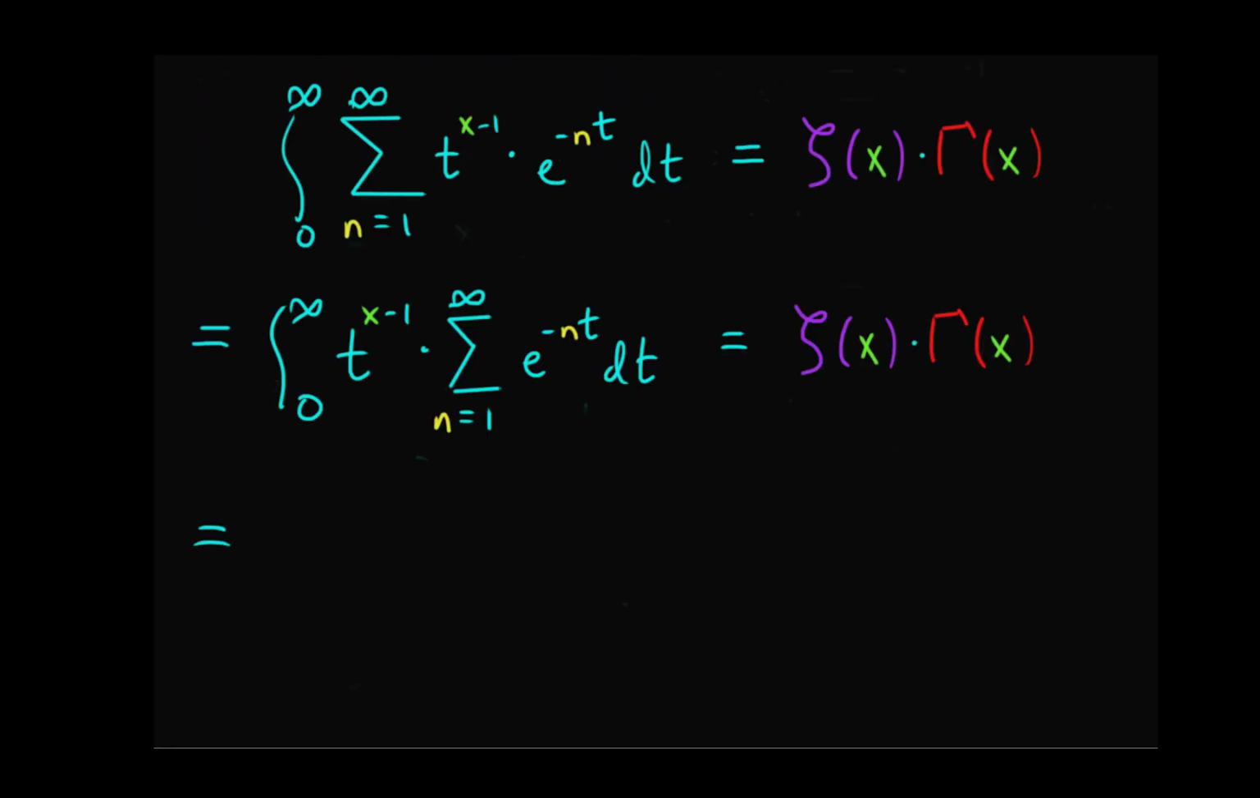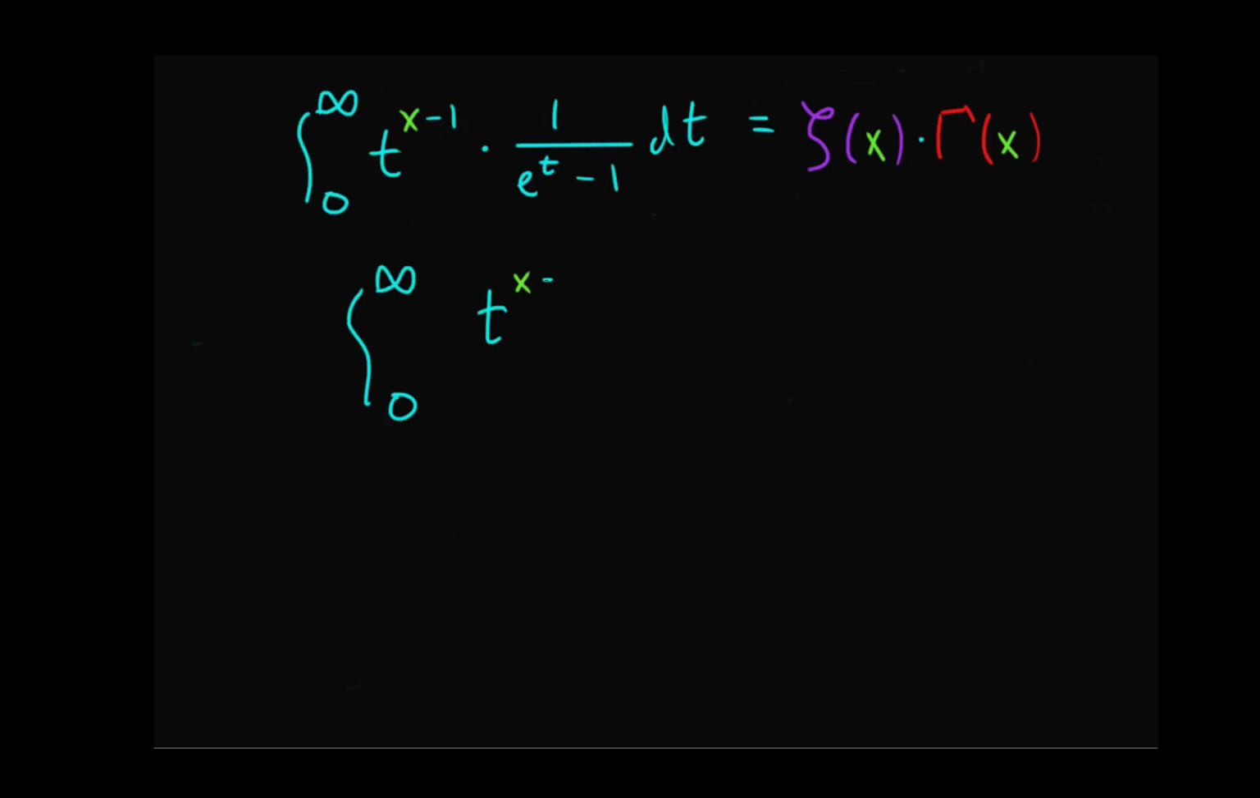So finally, we have that the integral from 0 to infinity of t to the x minus 1 times 1 over e to the t minus 1 dt equals zeta of x times gamma of x. Or combining everything, the integral from 0 to infinity of t to the x minus 1 over e to the t minus 1 dt equals zeta of x times gamma of x.